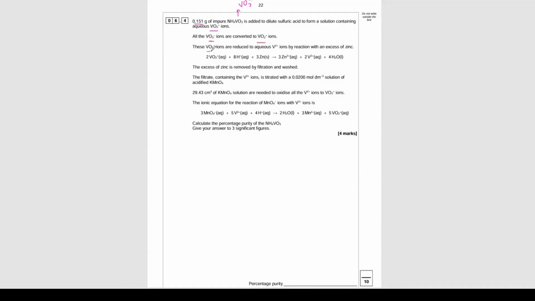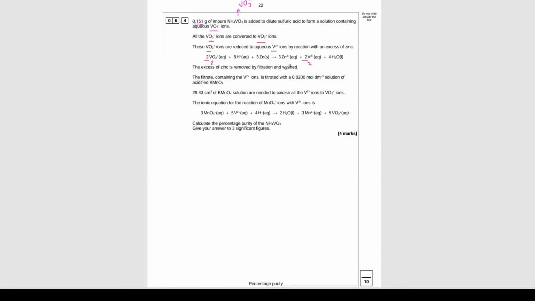These VO2 plus ions are reduced to V2 plus by the reaction with excess zinc. And we can see that here. The VO2 plus, remember, that's one-to-one-to-one, so that represents in our molar ratios being converted to V2 plus. And look, that's 1-to-1 because there's a coefficient of 2 and a coefficient of 2. So I know that that is 2-to-2, and that's going to come in handy later when you do the question. The excess zinc is removed by filtration and washed. So the zinc is chucked away.